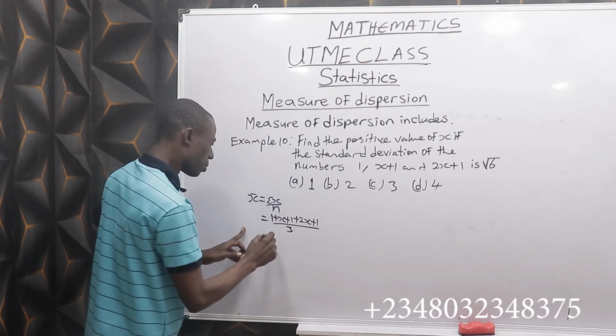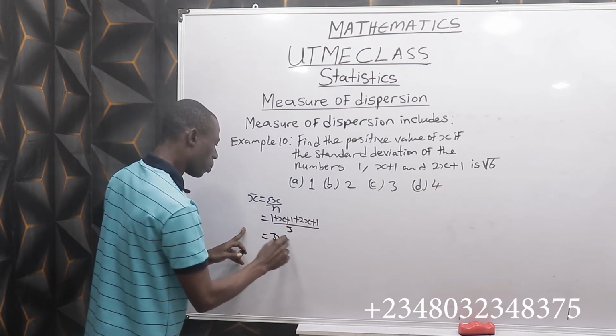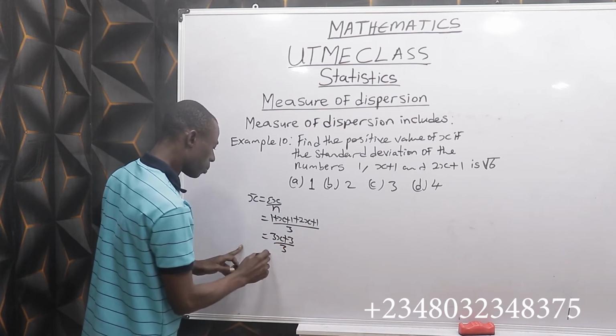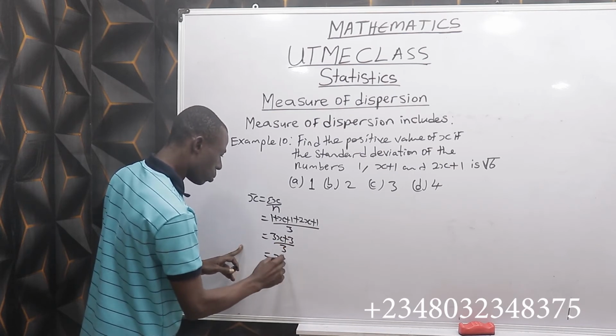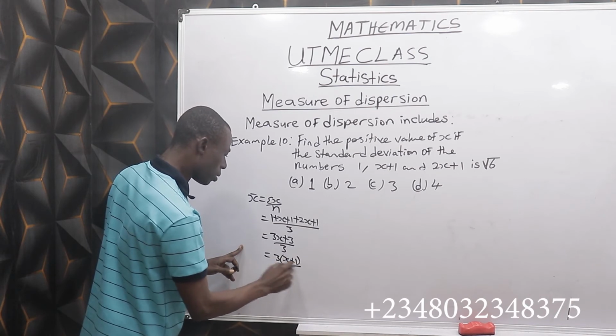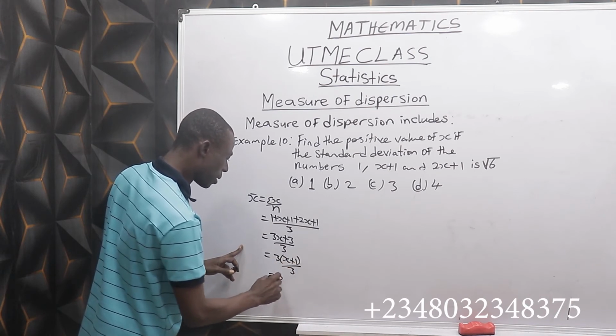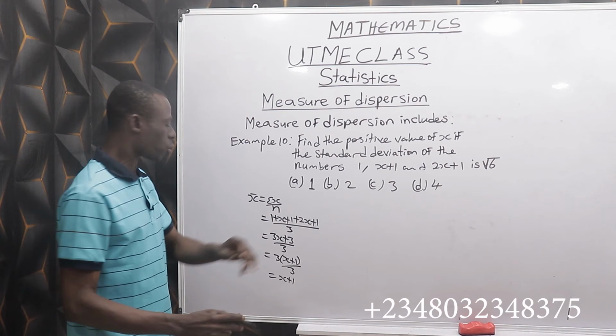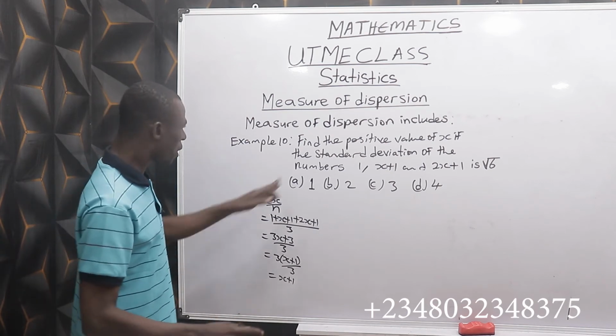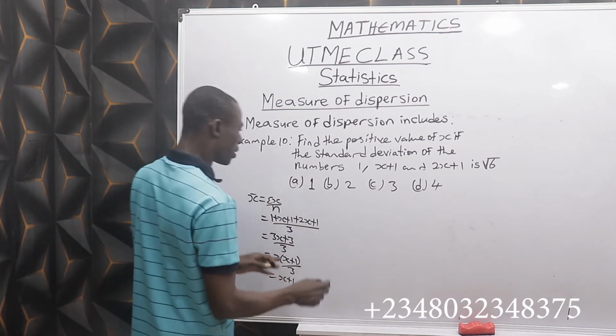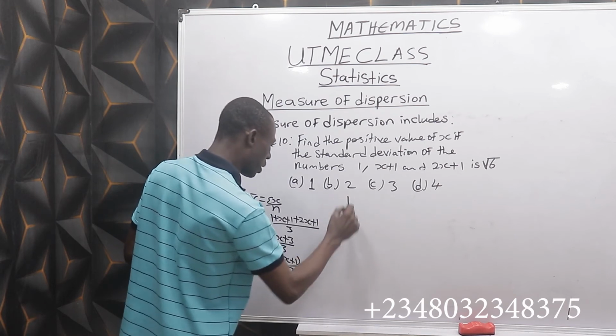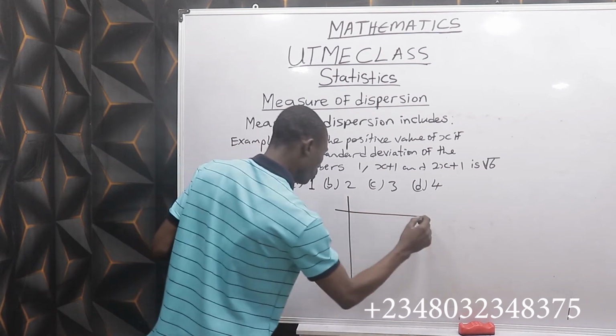And that is 3x plus 3 divided by 3. 3 into x plus 1 divided by 3. Answer is x plus 1. X plus 1 is the mean of this distribution. If that is the case, then now let's generate our table.